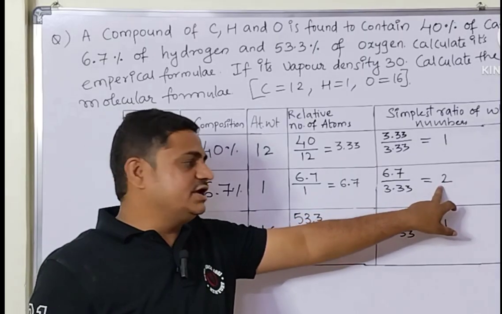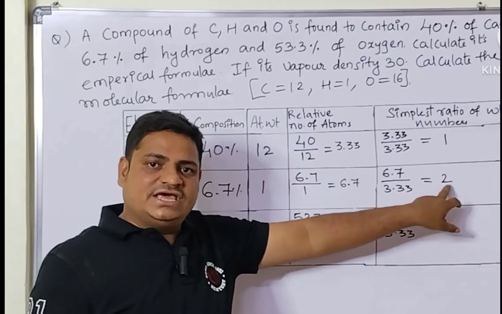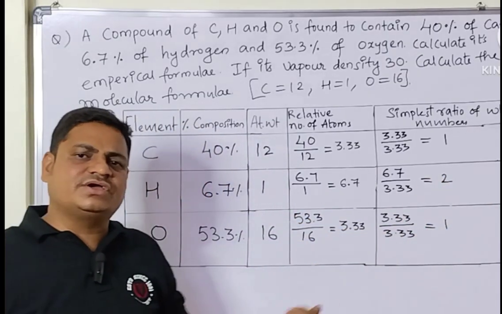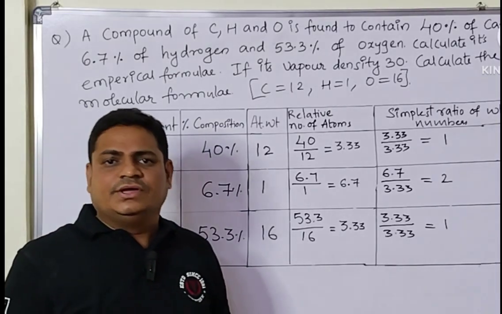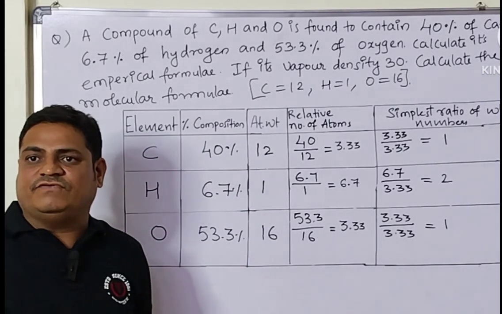If you are getting a value greater than 1.5, you can take the nearest higher value, or if it is less than 1.5, you can take it as 1 only. Okay, so now see the empirical formula.